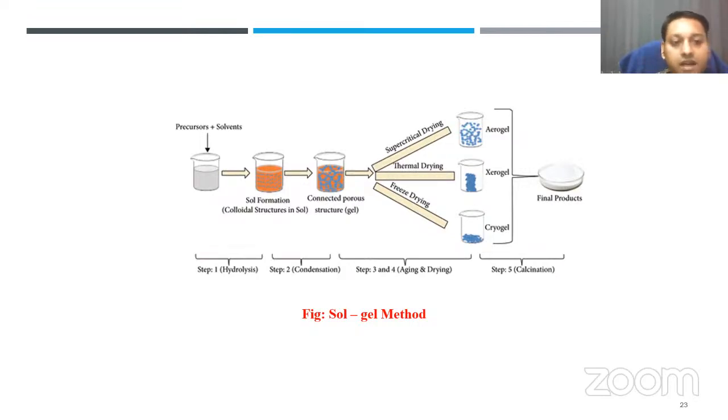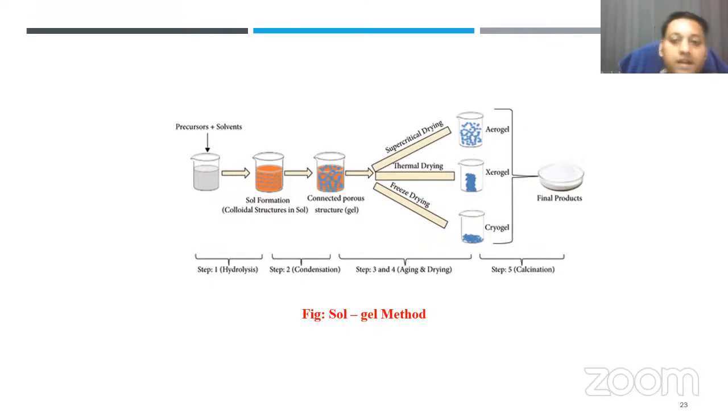So the solution contains the precursor and the solvent. Precursor means the material that you want to deposit or synthesize, and the solvent will hold this precursor. That will make a solution called sol, and then you condense this solution, that is sol, to gel form. After condensation, the relative distance between the molecules or atoms will decrease, and it will form a gel kind of structure.